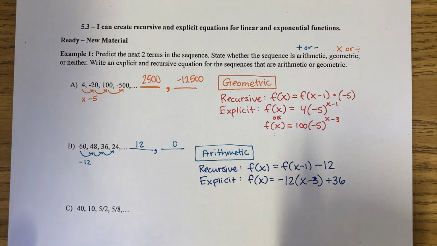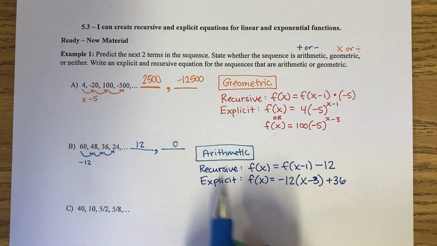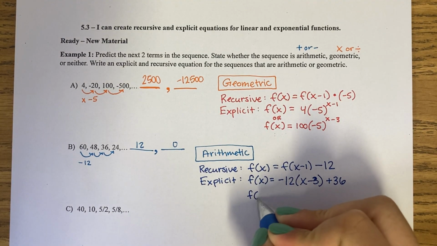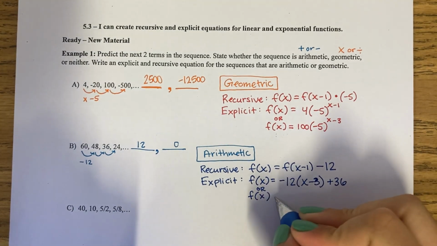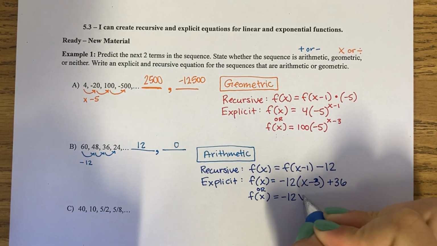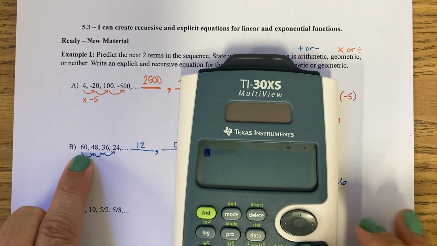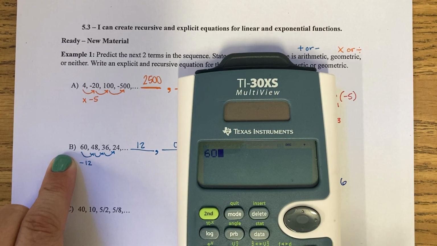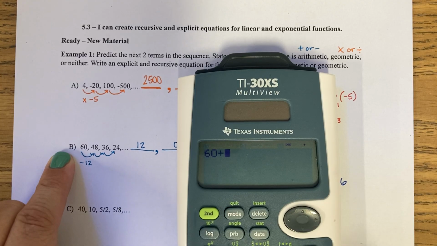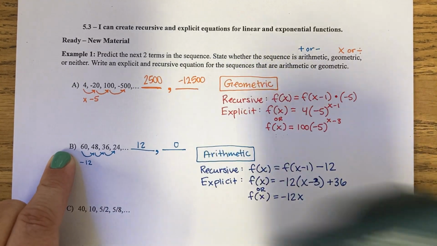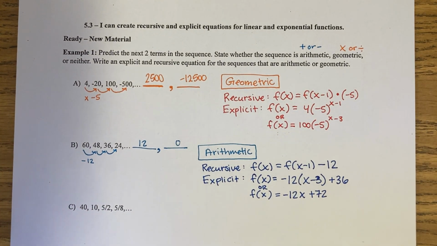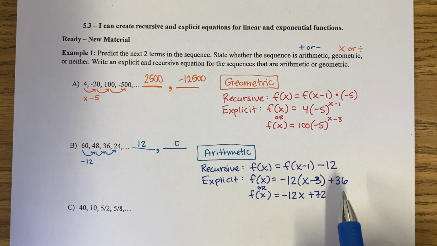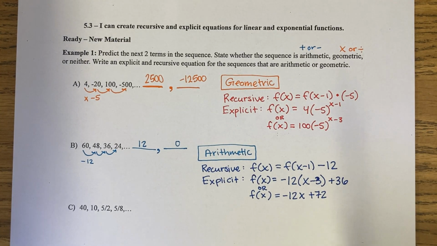Okay, if you do not like point slope form, you may also write it with the y-intercept. So it'd be equal to negative 12x. And then if you want the y-intercept, you just go back one step. So 60. If I go backwards one step, that would be adding 12, which is a positive 72. So you can choose to use point slope or slope intercept. Both are correct and great.